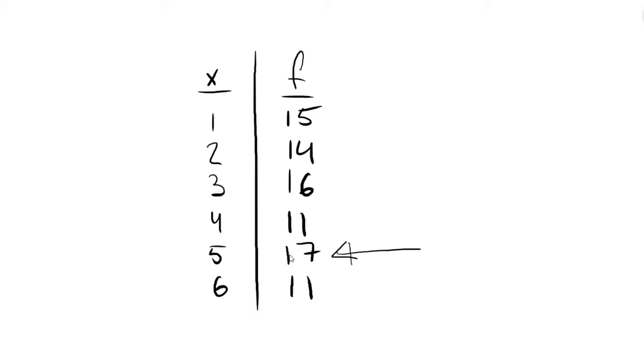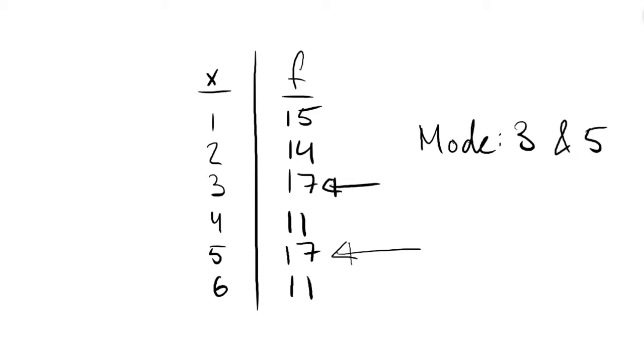And what would happen if we would say, let's say that the 3 wasn't 16, but instead it was also 17. So we have 2 x's that are 17, which is the highest number still. Well, in this case we will actually have that the mode is both 3 and 5. So in this case the mode would be 3 and 5.